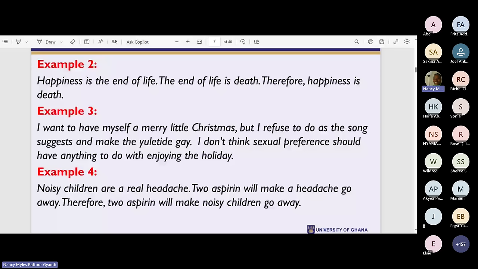You see that use of gay there? Make it a happy one. But the one speaking says, I will refuse to do what the song says. Look at the reason: because I don't think sexual preference should have anything to do with enjoying the holiday. Now, it means the speaker, the person arguing supposedly, is thinking of the word gay as what? Sexual preference. And yet, he is mixing that meaning of the word gay, which is another connotation of the word, with what the song says. But the song's use of the word gay is meant to say, make it a happy one.